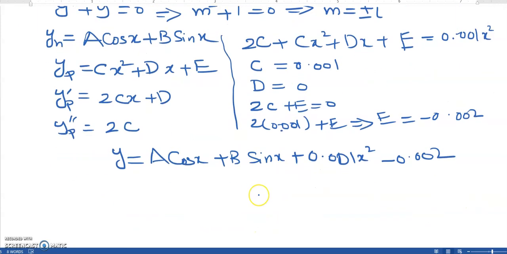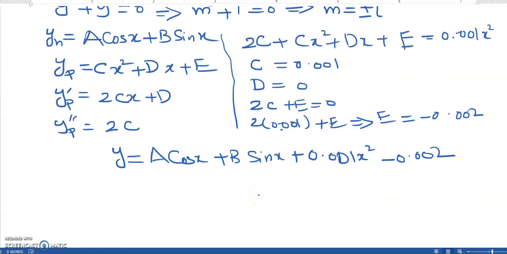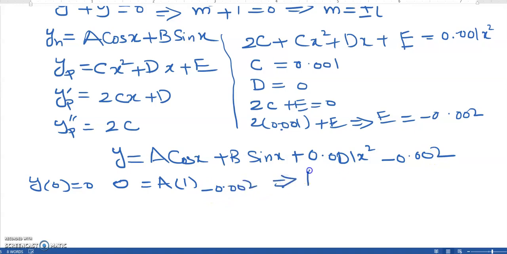Since this is given as an initial value problem, we can immediately find the value of a, because y(0) was 0. So y is 0. This is a, then that will be 1, because cosine of 0 is 1, and all other terms are 0. The sine x terms are 0, and then the last term is minus 0.002. So from here we can find the value of a is equal to 0.002.